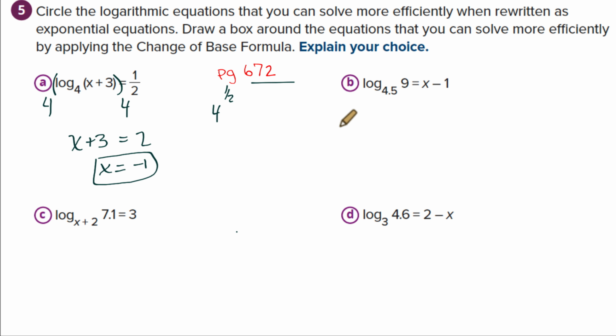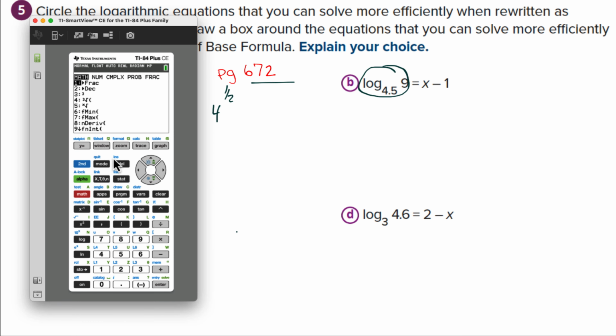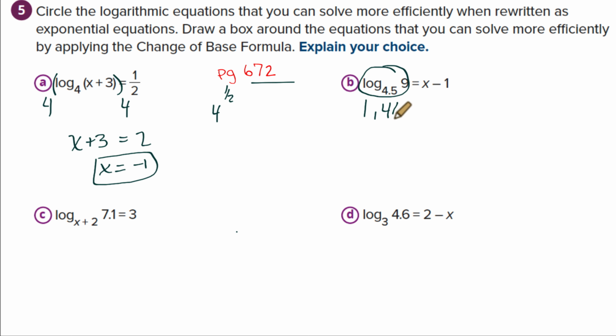Let's just keep solving, and then we'll find different ways to do it. Let's go to B. We have log base 4.5 of 9 equals x minus 1. You know what I would do with this one? Because these are all numbers, there are no variables, I can just pull up the calculator and figure that out. I hit math, go up to log base, and calculate log base 4.5 of 9. It's going to give me a number that's a little bit ugly, 1.461, we'll say. So 1.461 equals x minus 1.